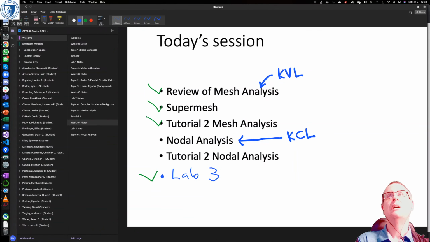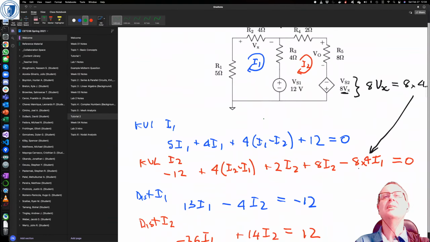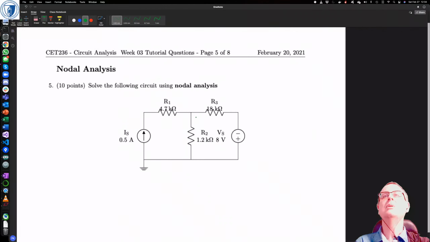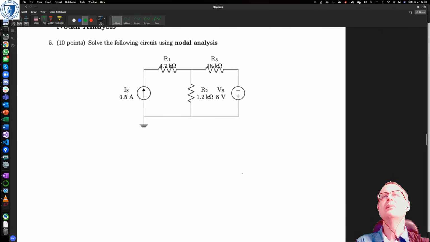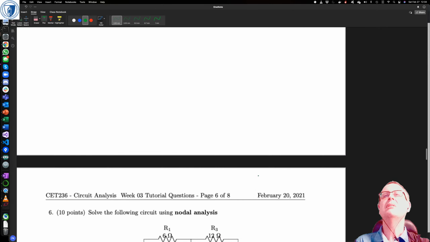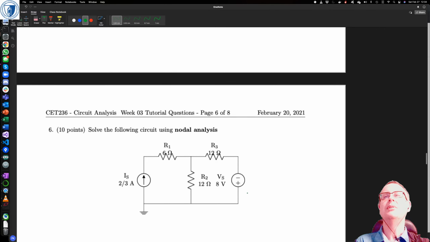Right, so I might just have a quick look at the tutorial questions on nodal analysis. We'll do those next week. I think what I'd suggest you do, right, here's our mesh analysis questions. Let's just have a quick look at the nodal analysis questions, right? There's one with a current source and a voltage source. And there's one, again, with a similar idea. I don't know whether there's much difference between those two. Just the values that are there, I think, are different.